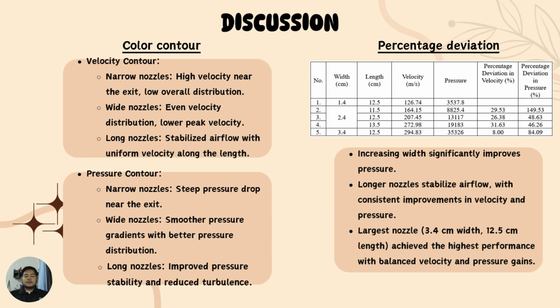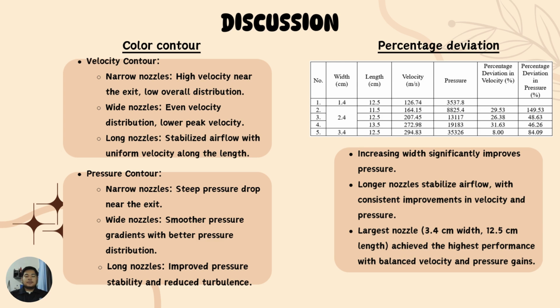From the results, we observed the following trends. Number one, for velocity contour analysis: narrow nozzles produce high velocity near the exit but had uneven distribution. Wide nozzles exhibited even velocity distribution but lower peak velocities. Long nozzles stabilize airflow, ensuring uniform velocity along the length.